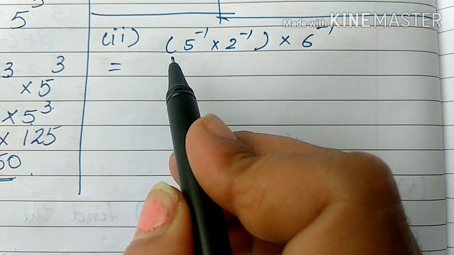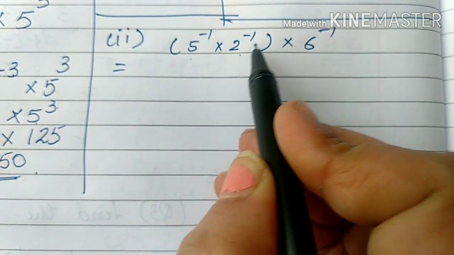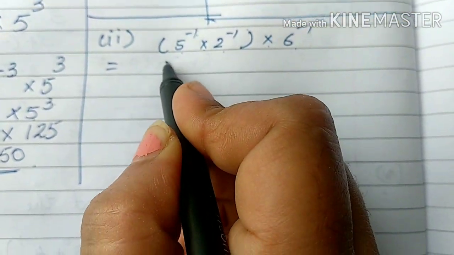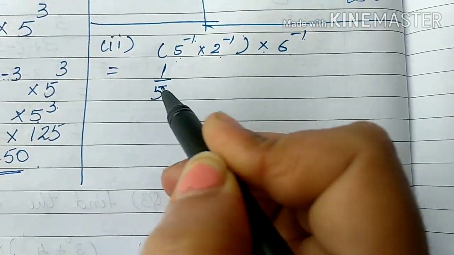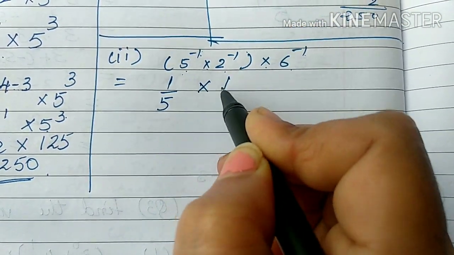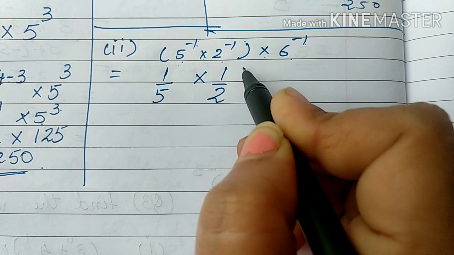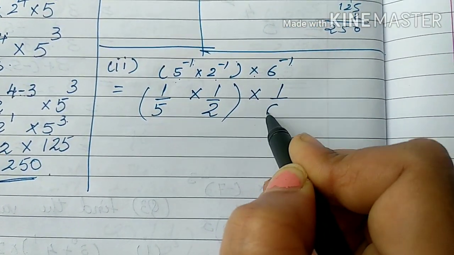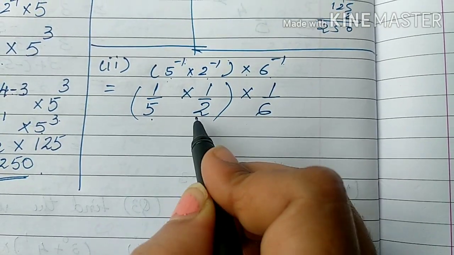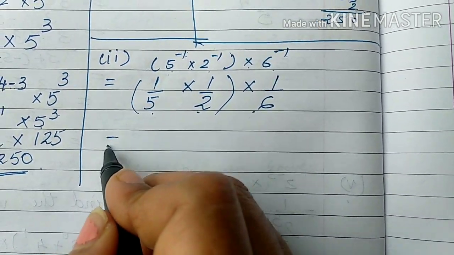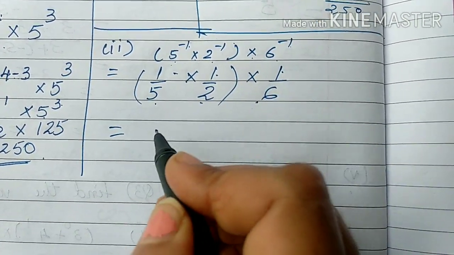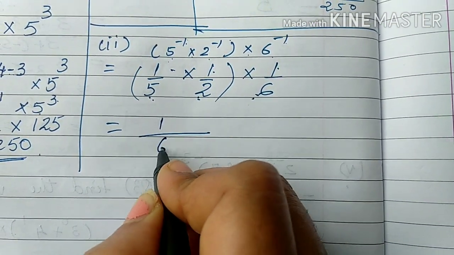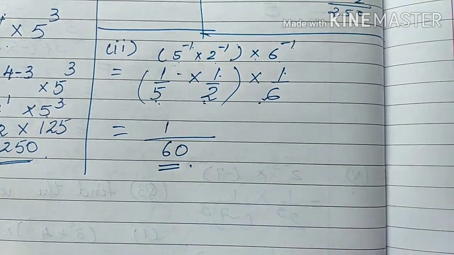The next question is 5 raised to minus 1 into 2 raised to minus 1 into 6 raised to minus 1. 5 raised to minus 1 I can write as 1 by 5. 2 raised to minus 1 I can write as 1 by 2. And 6 raised to minus 1 I can write as 1 by 6. Just multiply the numerators and the denominators. 1 into 1 into 1 will be 1. 5 into 2 is 10. 10 into 6 is 60. So your answer is 1 by 60.